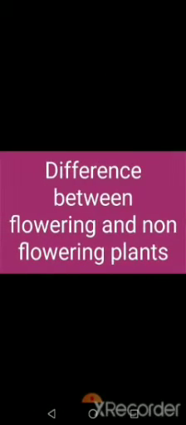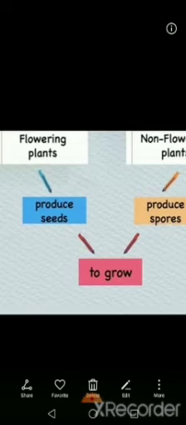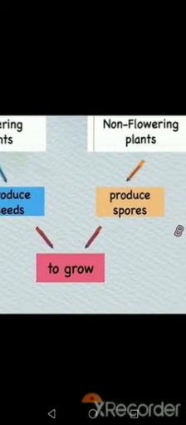Okay, now come to the difference between flowering and non-flowering plants. As you know, the main difference is that flowering plants have flowers and non-flowering plants have no flower. But another difference is, yes, flowering plants produce seeds to grow, but non-flowering plants produce spores to grow. Okay? Again, flowering plants produce seeds to grow, but non-flowering plants produce spores to grow.